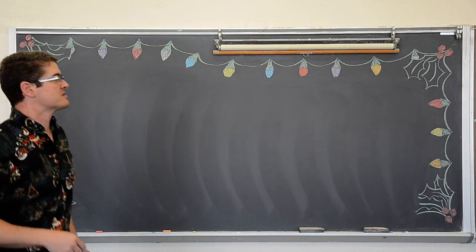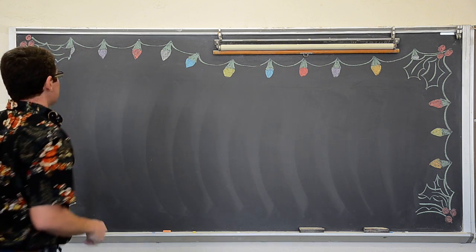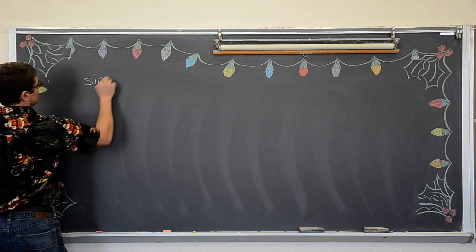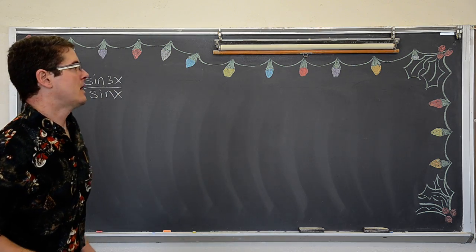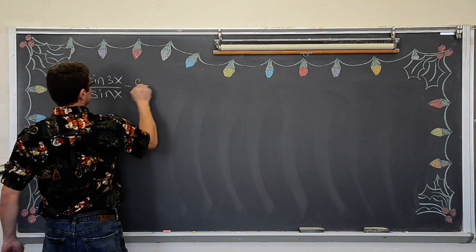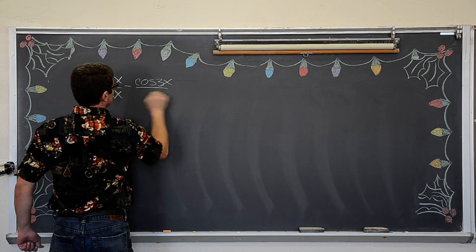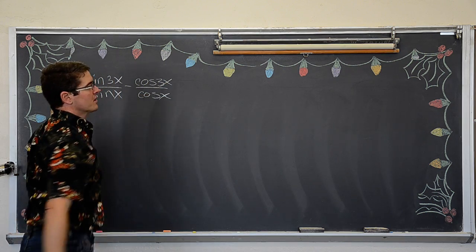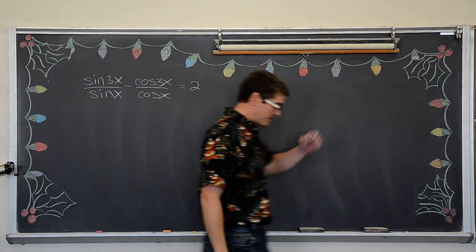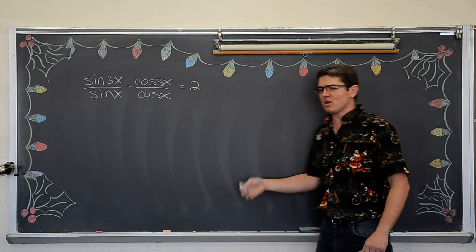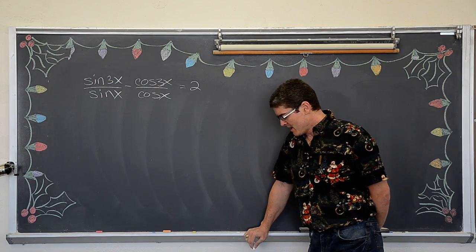decipher their hieroglyphics. Sine of 3x over sine x minus cosine of 3x over cosine x, and all of this is supposed to equal 2. Hopefully I don't have to erase anything on my board. It's going to be a lot of writing, not a real long proof.